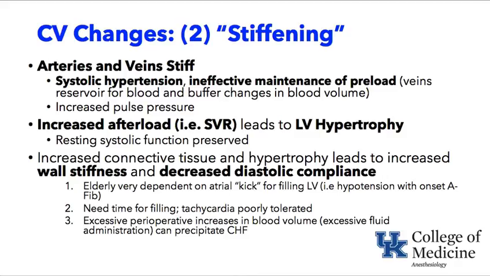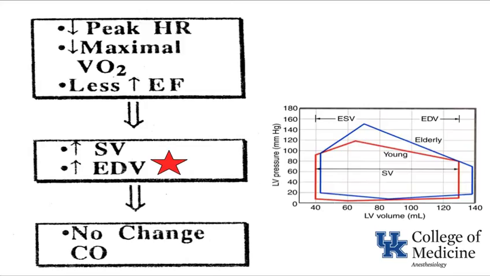With that heart being stiff, the elderly become very dependent on the atrial kick for filling. If you have an elderly patient who's in sinus rhythm, who goes into a junctional rhythm after you put them off to sleep and lose the atrial kick, they can become very hypotensive. Instead of just 25, maybe 30% of the LV filling being due to atrial kick, it may be 50% or more. They need time for filling of the left ventricle, so tachycardia, very high heart rates, are poorly tolerated. And if you pour in fluids to these patients, you can easily precipitate congestive heart failure.